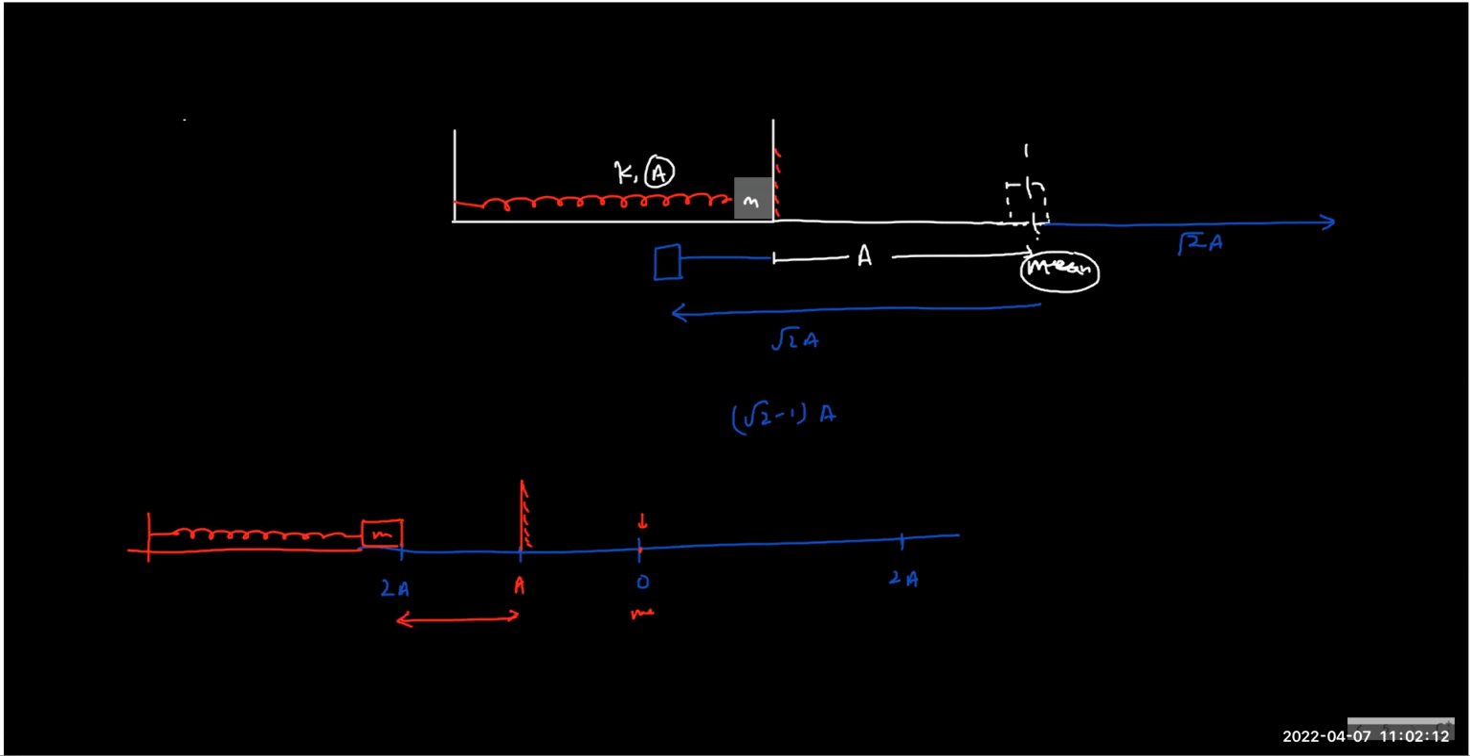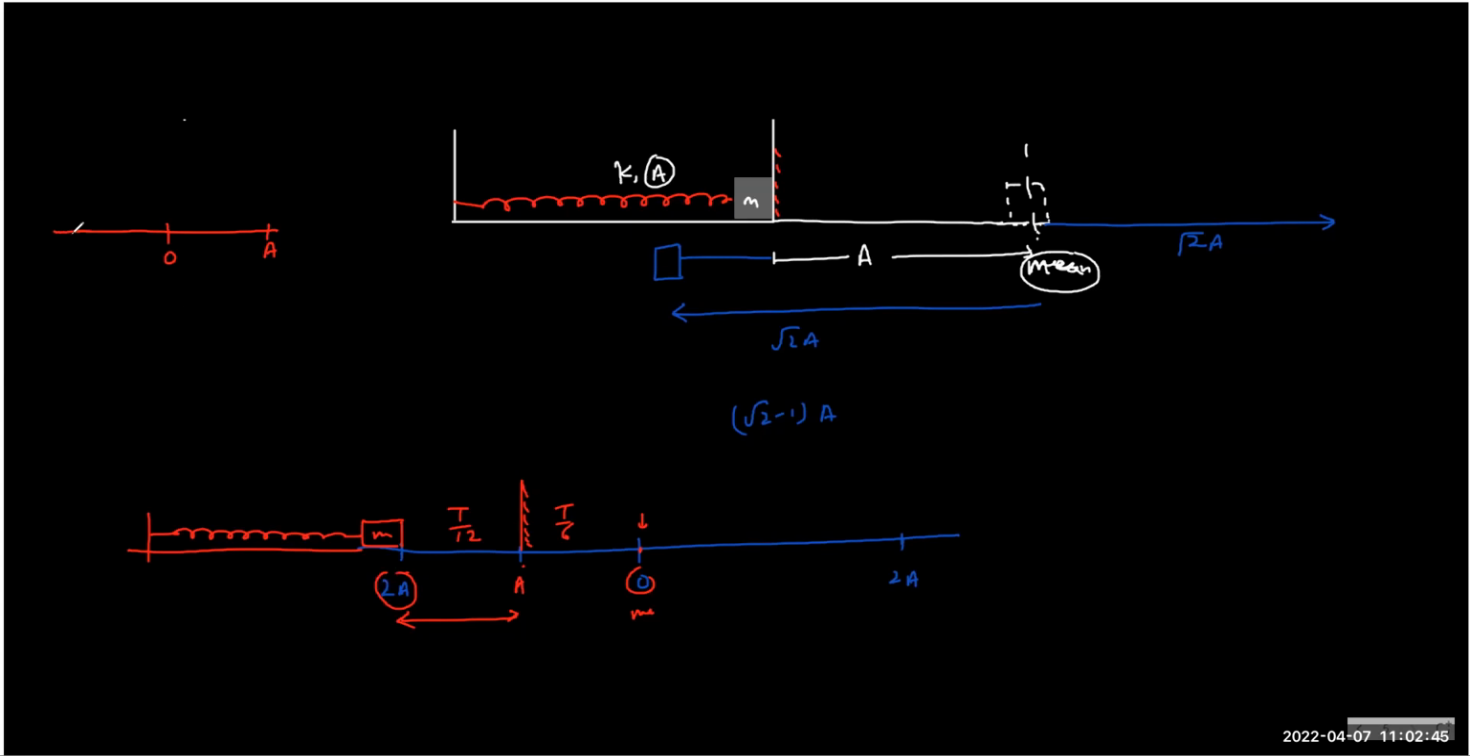It is halfway, no? This is your extreme position. This is your mean position, and you want to come from the extreme to the middle of the mean. How much will that be? If you remember the answer: pi by 4, pi by 12, pi by 6? Do you remember the answer? For any oscillation, this is 2A. Because symbolically they have written 2A, I also write 2A.